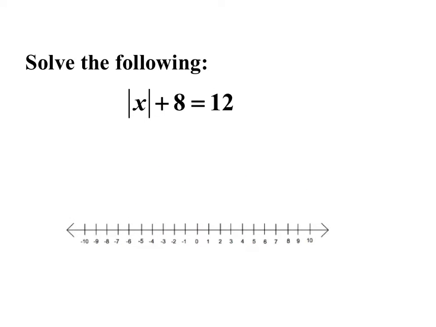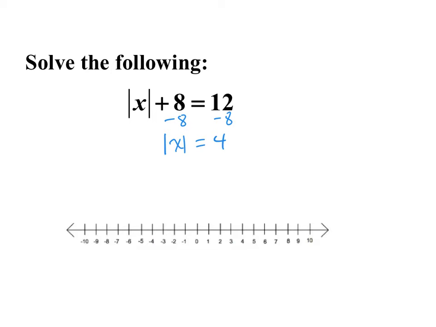Okay, let's do some examples that might involve a little bit more work. Now, when it comes to solving absolute value equations, the first thing you want to do is isolate the absolute value symbol. So if there's anything on the outside of the absolute value symbol, you want to get rid of that first. So we can see that 8 is being added to this absolute value. So we're going to subtract 8 from both sides, and we get the absolute value of x is equal to 4.